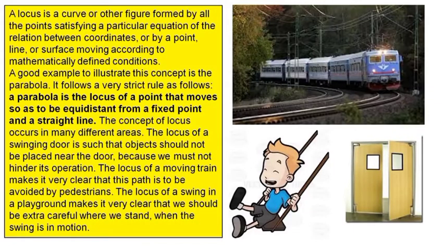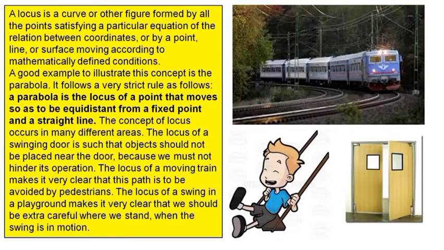Locus. A locus is a curve or other figure formed by all the points satisfying a particular equation of the relation between coordinates, or by a point, line or surface moving according to mathematically defined conditions. A good example to illustrate this concept is the parabola. It follows a very strict rule as follows. A parabola is the locus of a point that moves so as to be equidistant from a fixed point and a straight line. The concept of locus occurs in many different areas.